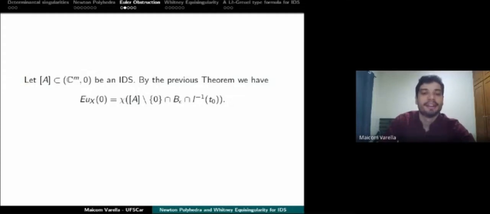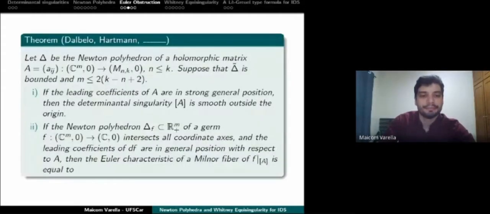That is, the Euler obstruction of an IDS is equal to the Euler characteristic of the Newton fiber of a generic linear form restricted to A. Now, in order to compute the Euler obstruction of an IDS, we present a formula for the Euler characteristic of the Newton fiber in terms of the Newton polyhedra. This formula is based on Styrov's Euler characteristic of the Newton fiber theorem, which we were able to simplify using strong equivalence of matrices as well.